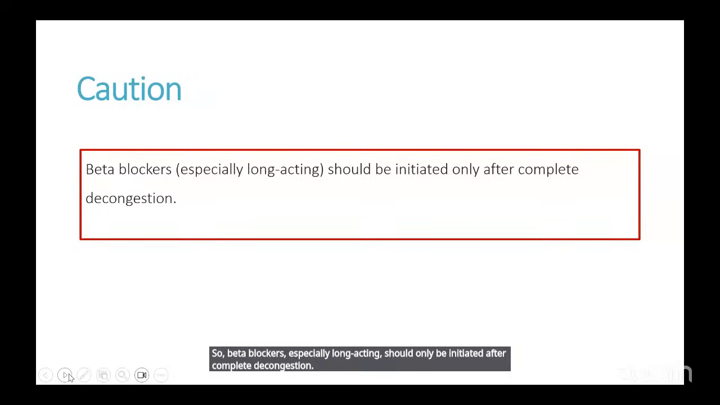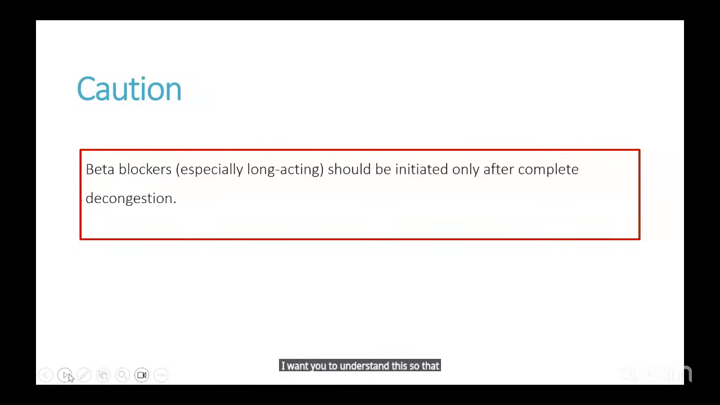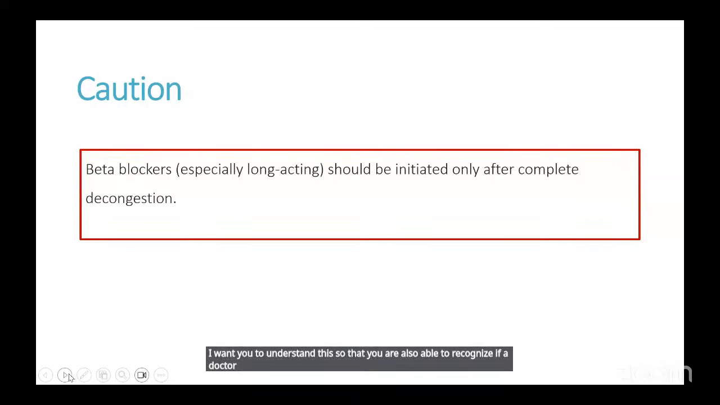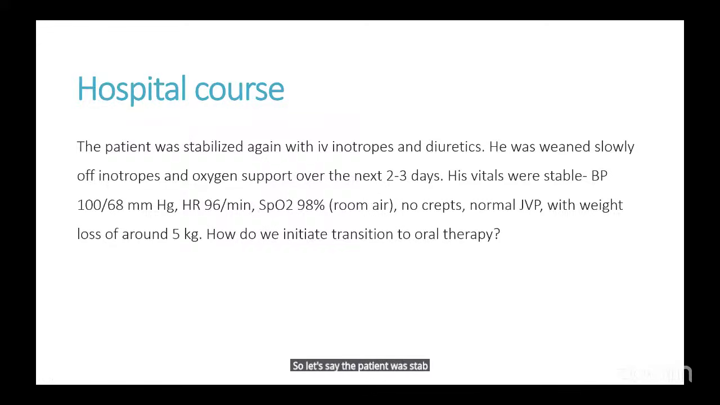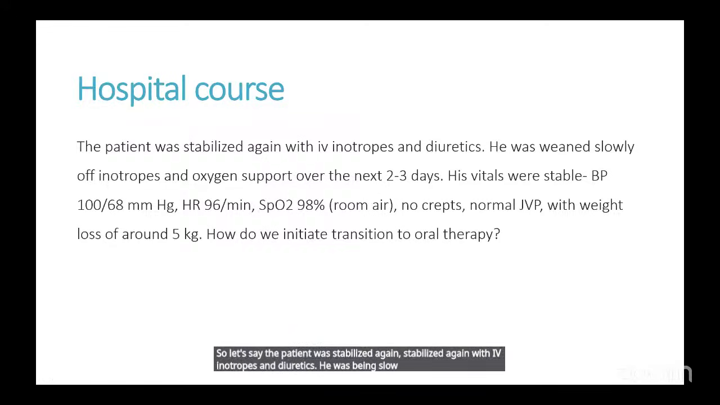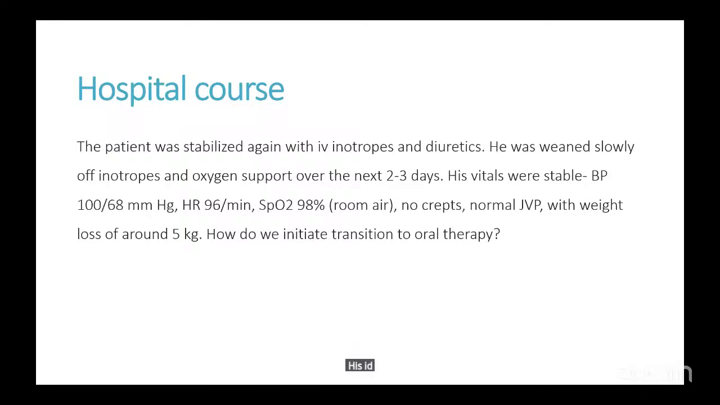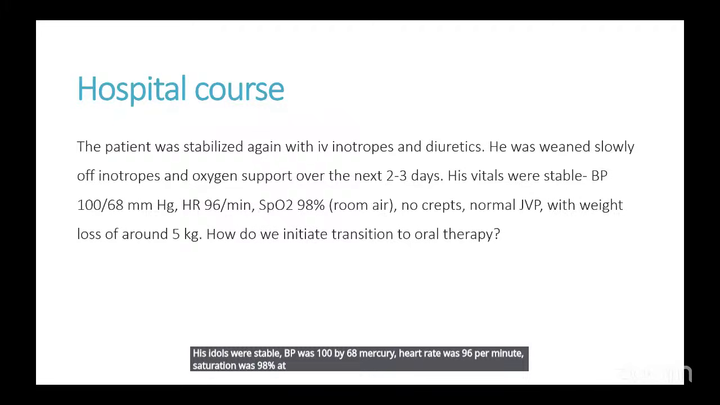I want you to understand this so that you are also able to recognize if a doctor goes wrong at any point. So let's say the patient was stabilized again with IV inotropes and diuretics. He was weaned slowly off inotropes this time and oxygen support over the next 2 to 3 days. His vitals were stable. BP was 100 by 68 millimeter mercury. Heart rate was 96 per minute. Saturation was 98% at room air. There were no creps. JVP was normal, and the patient had documented weight loss of around 5 kg.